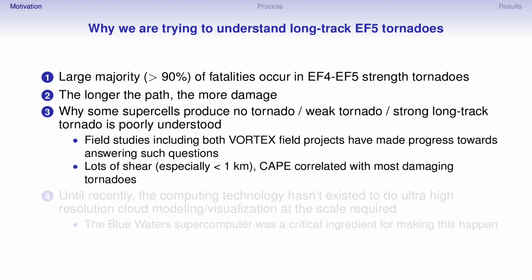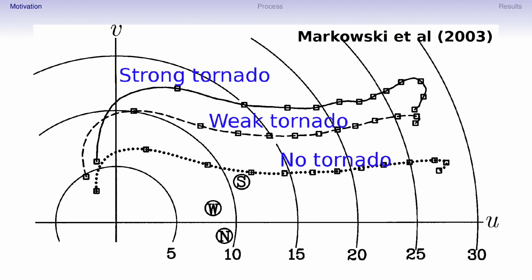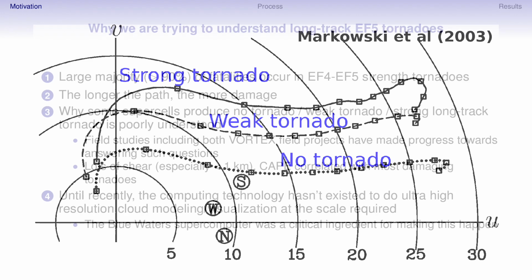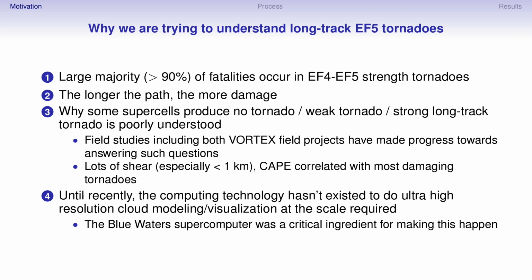Certainly shear and CAPE play a large role here, especially low-level shear. In the simulation I'm going to show you, there's an awful lot of low-level shear. This is a composite of three photographs from a climatological study looking at cases where there's no tornado, a weak tornado, or a strong tornado for a supercell. The thing to really focus on is the 0 to 1 kilometer shear. It's very large in these strong tornado cases, and that seems to be a really important factor. And you'll see in the photograph of the storm I'm going to simulate, there's a lot of shear in the bottom few hundred meters.